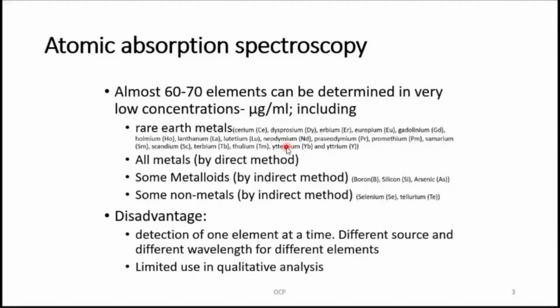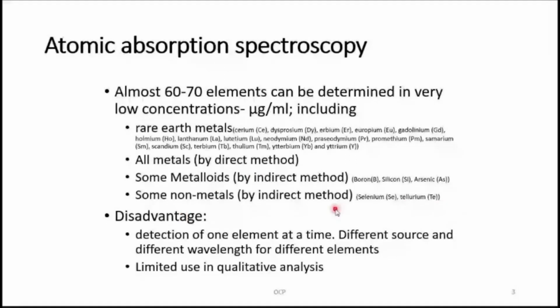They are very scarce. All metals are determined by the direct method, which means the metal is detected directly. If you want to analyze copper, you are going to detect copper. Some metalloids are determined by the indirect method. You understand what an indirect method is. In indirect titration, what did we do? In the analyte, we add an excess of material which you can determine. Similarly, some metalloids and non-metals like selenium and tellurium.